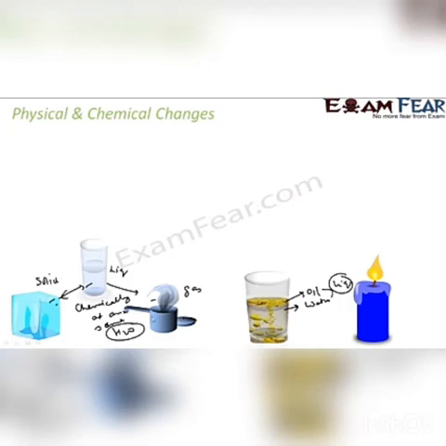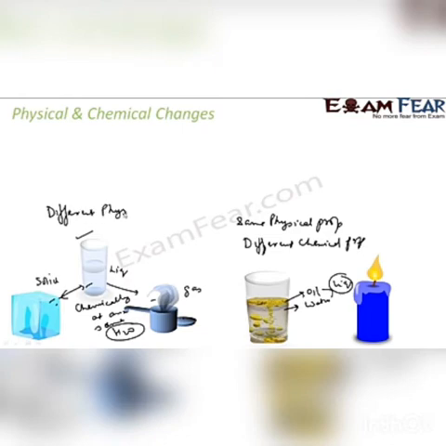Okay, see, in this case, physical property is different, chemical property is same. In this case, both these two have the same physical property, but I have different chemical property. Here, I have different physical property, but the same chemical property. So if you see, these are not linked actually. Chemical property and physical property are totally independent.